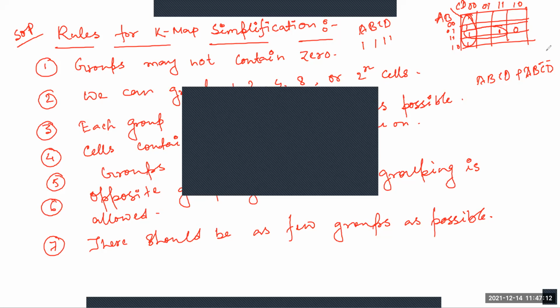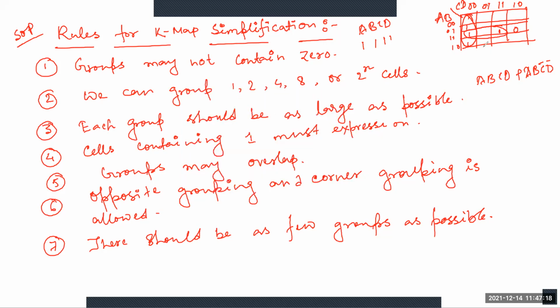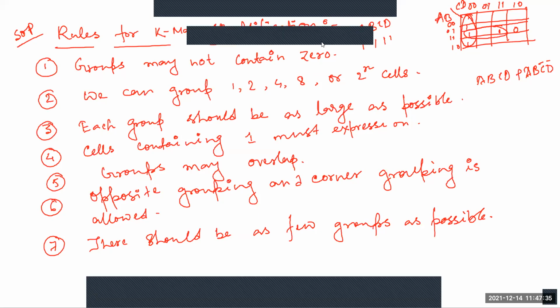Whenever we are getting one, in that sense here we just mark one, and after marking we can club that particular one only for the SOP. Is there any doubt? Is there any query or doubt?